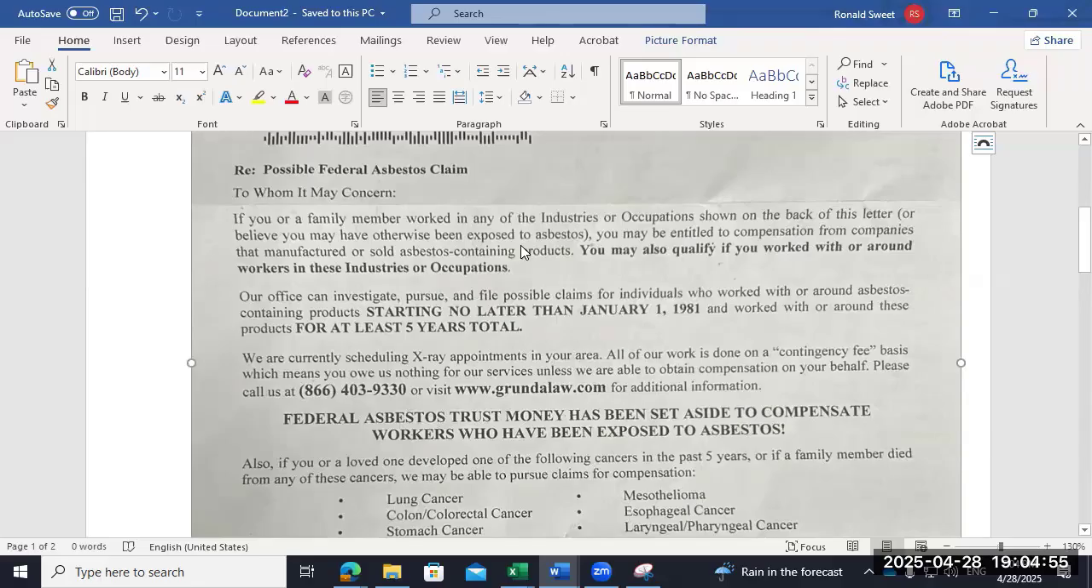I haven't seen one of these in years. You may also qualify if you worked with or around workers in these industries. Our office can investigate, pursue, and file possible claims for individuals who worked with these starting no later than January 1st, 1981, no later than. So you guys are out of luck. I don't think you could have gotten exposed that far back. It's not no earlier than, it's no later than, and worked around these for at least 5 years in total.